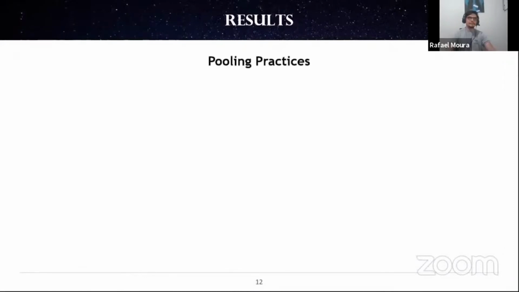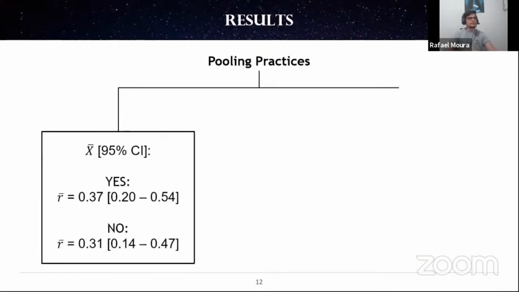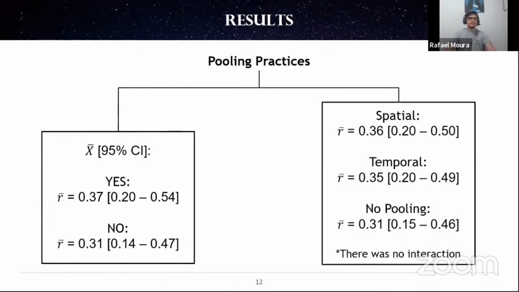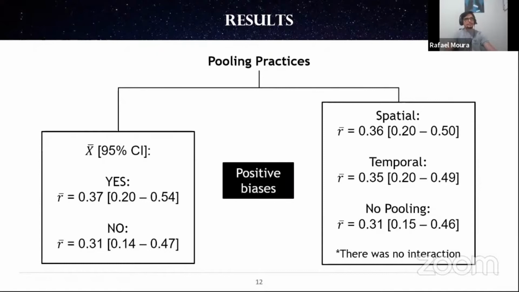When we investigated the effect of pooling practice, we found a slightly positive bias in studies that performed pooling practice compared to no pooling practice, and these results remained consistent after separating the types of pooling practice, as spatial and temporal presented higher average effect size compared to no pooling practice, and there was no interaction. So there is a positive bias in pooling data.